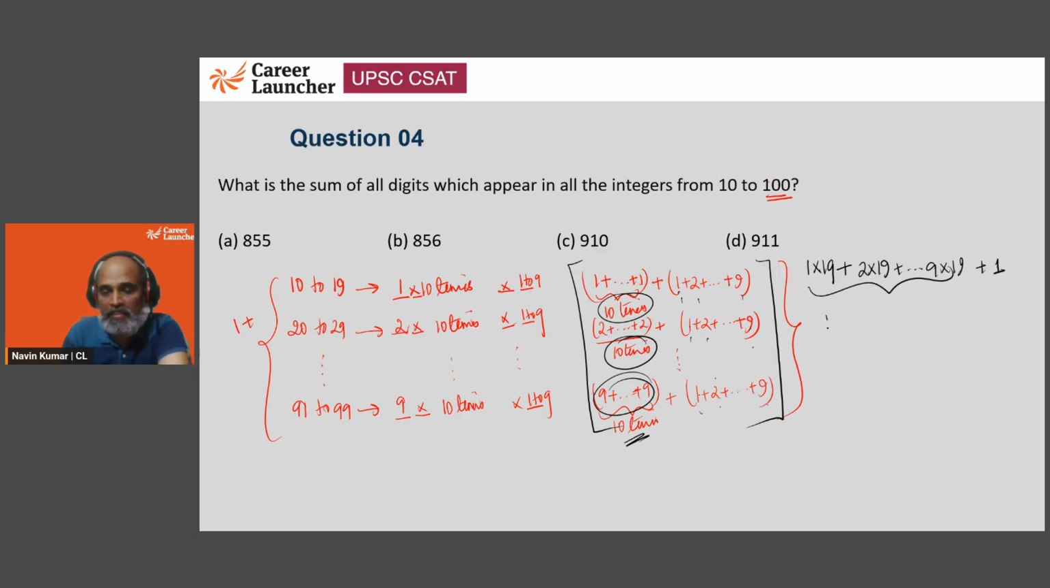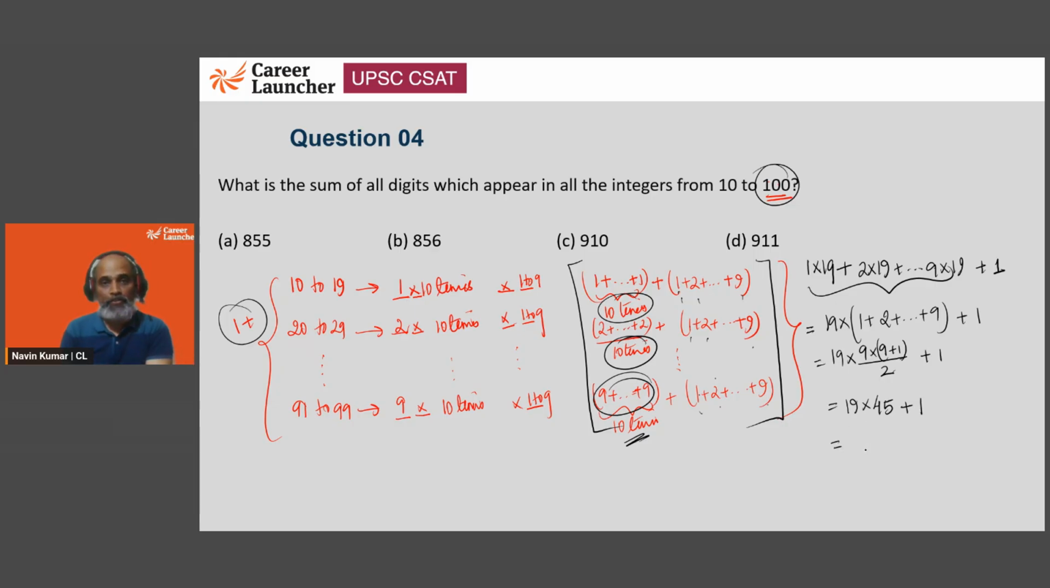Basically, if you look at this, we can take 19 outside. We take the 1 to 9 sum, and then we also need to have 1. Now, the sum of all the natural numbers from 1 to n is given as n into n plus 1 whole divided by 2. And let's not forget the 1 that we get from the number 100, 1 plus 0 plus 0. So this is going to be 19 times 9 into 10 is 90 by 2, that's going to be 45, and then 1 more. Now, should we actually solve what is 19 into 45?